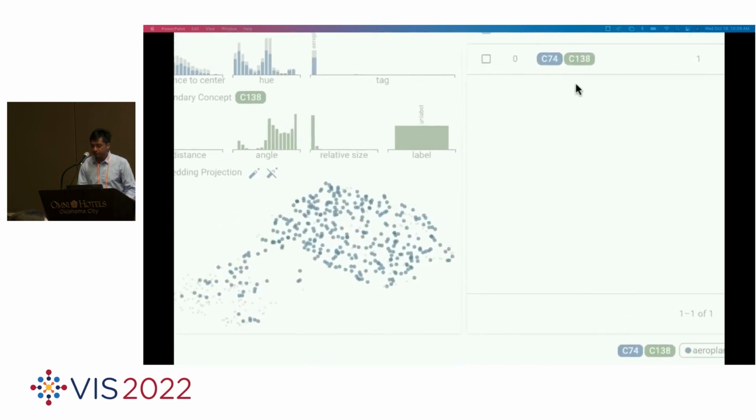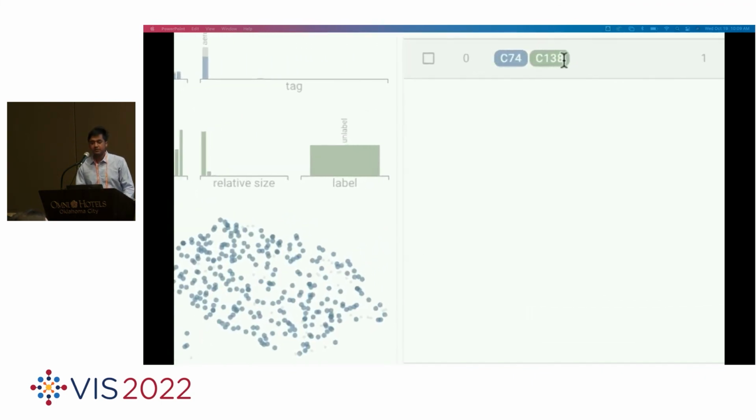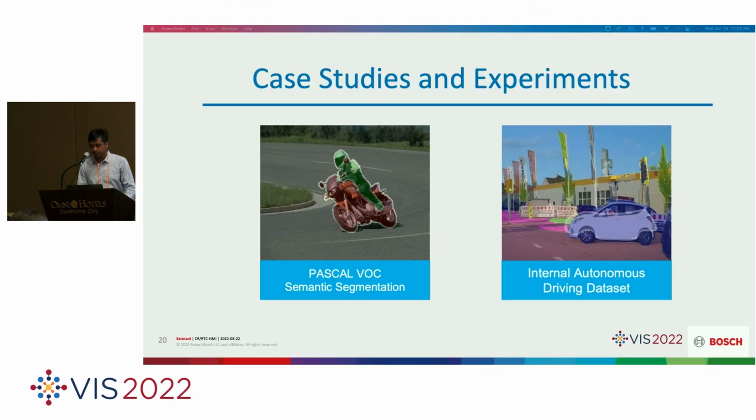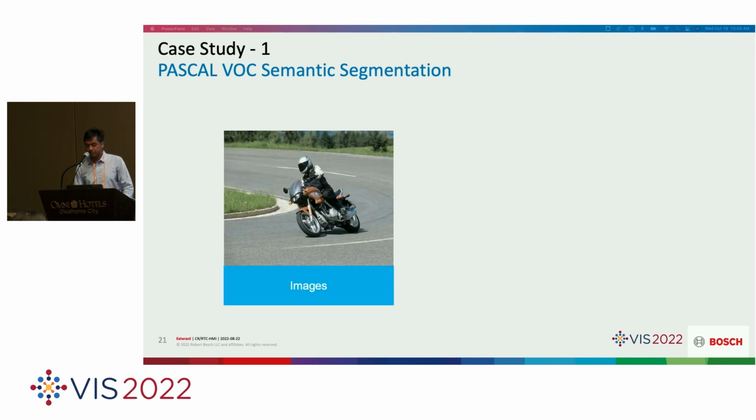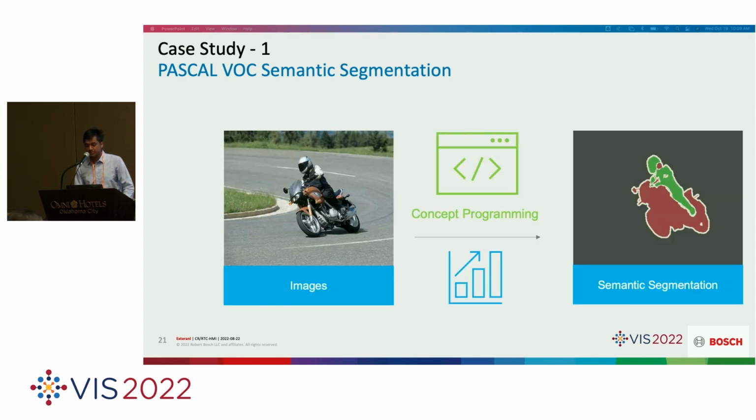Finally, the rule view lists and compares different labeling functions. We evaluated our framework on two datasets with model developers: a public Pascal VOC dataset for semantic segmentation and an internal dataset for autonomous driving. For the Pascal VOC dataset, our goal is to program visual concepts to improve semantic segmentation performance.